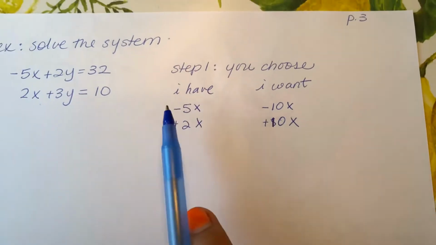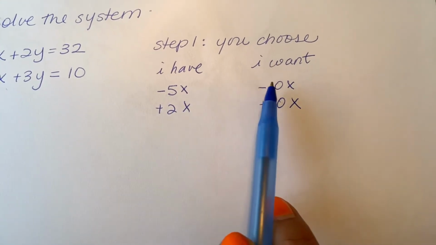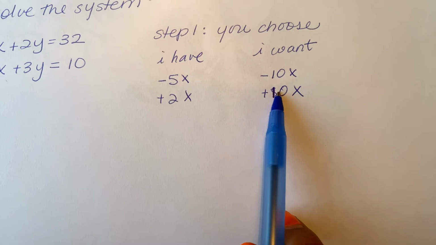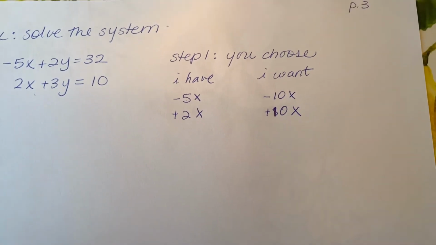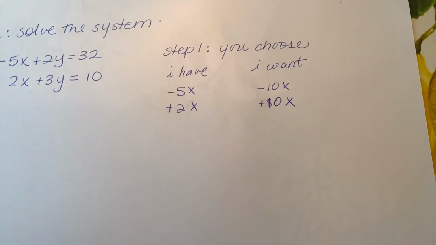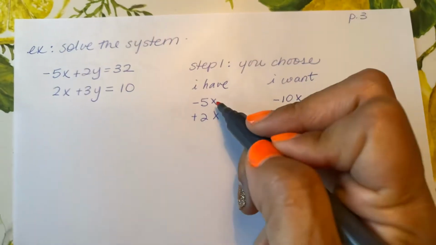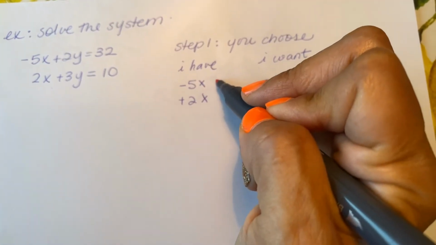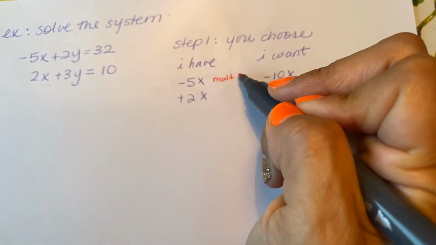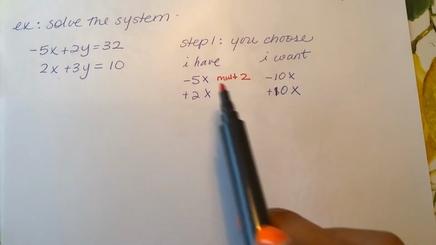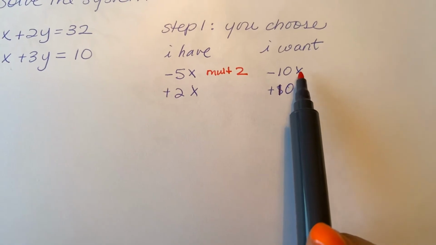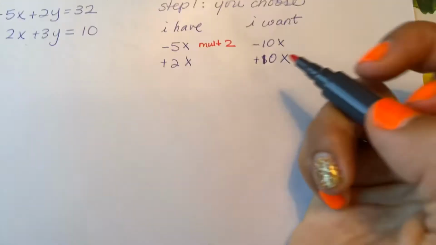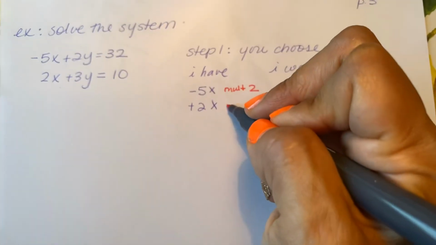So I can make this negative 5x become negative 10x, and I can make this 2x become positive 10x. How? I'm going to multiply a number to both. How do I make negative 5 become negative 10? I'm going to multiply by positive 2, because negative 5 times 2 is negative 10. How do I make 2 become positive 10? And by the way, we're only multiplying here.